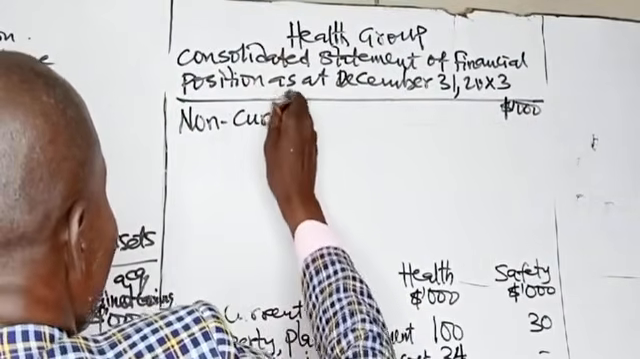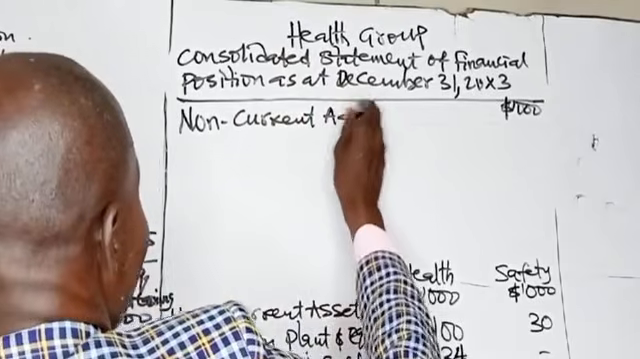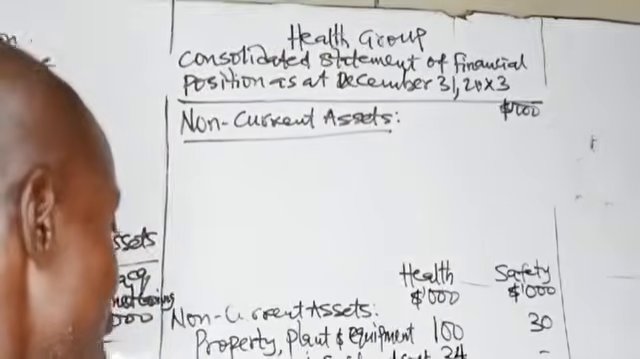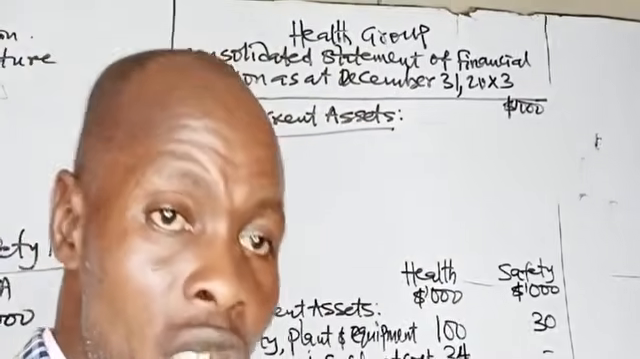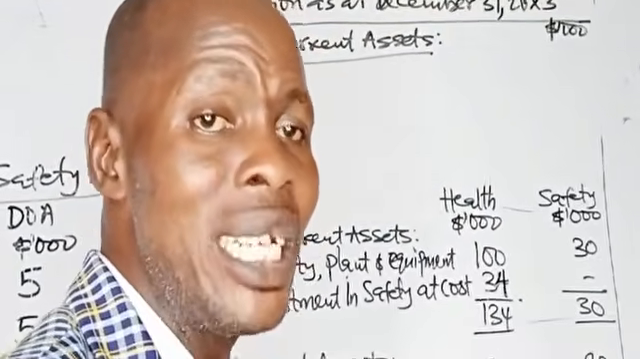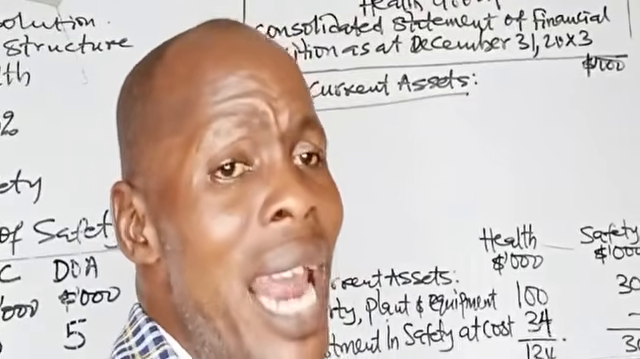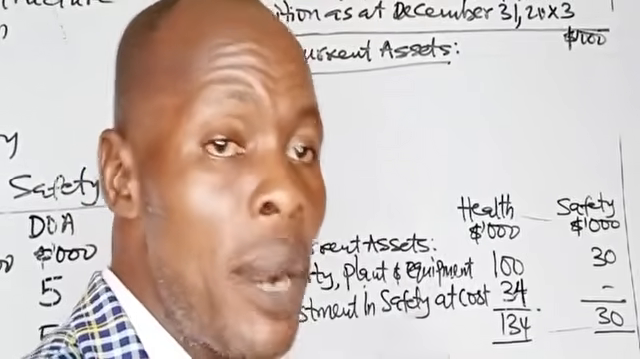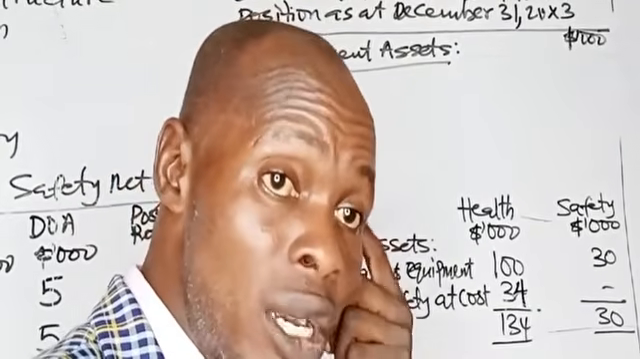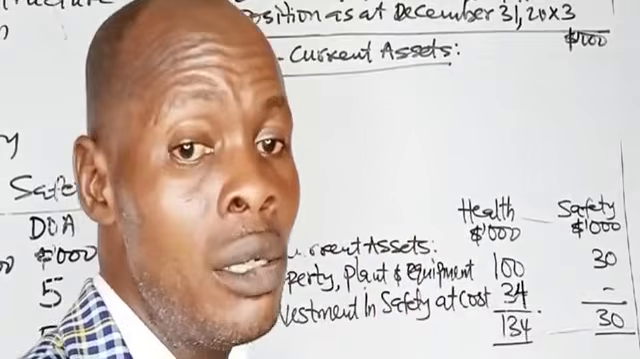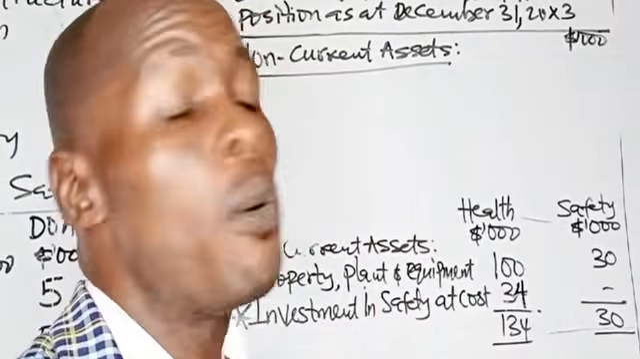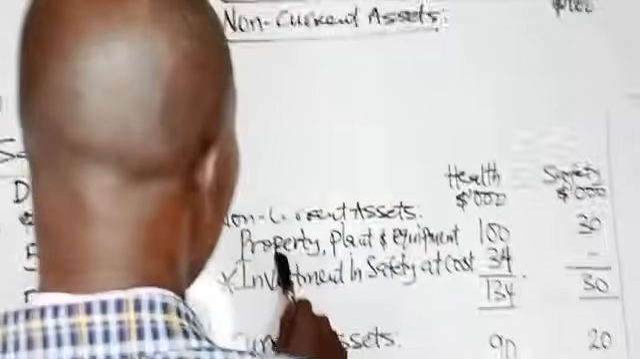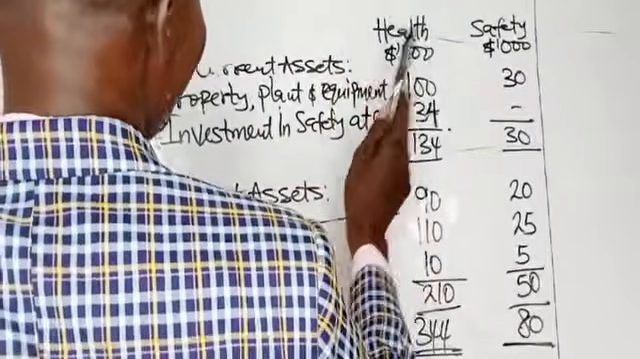Non-current assets. Remember, I've told you that the consolidated statement of financial position will be prepared by adding line by line the individual items in the parent company financial statement with those of the subsidiary company after deducting the intra-group balances. Now, the non-current assets include property, plant, and equipment.